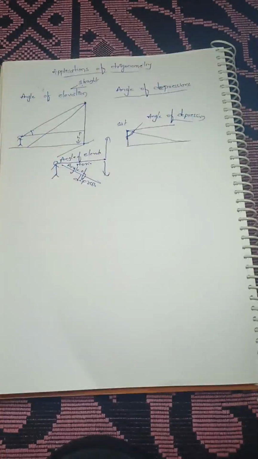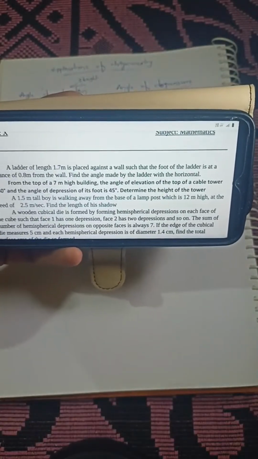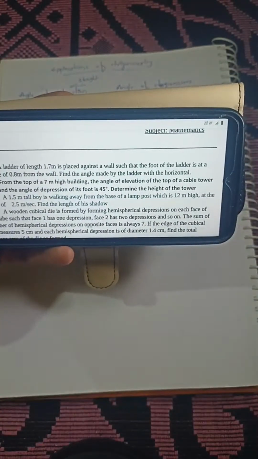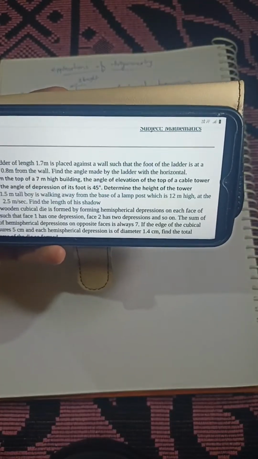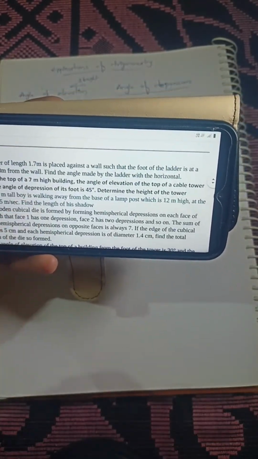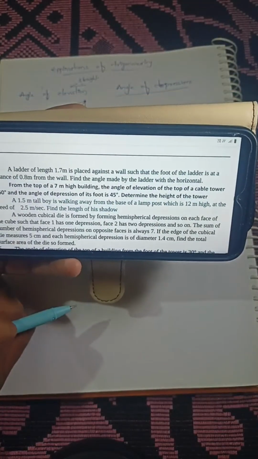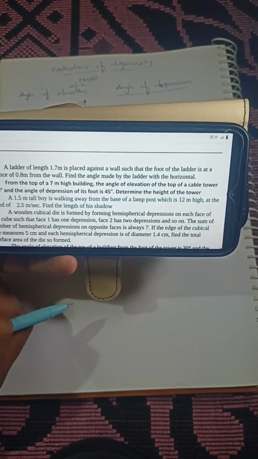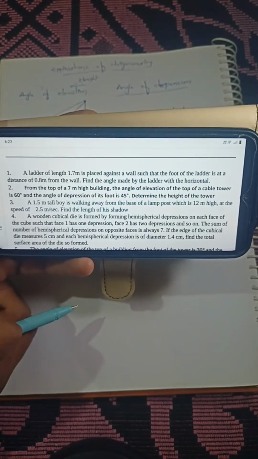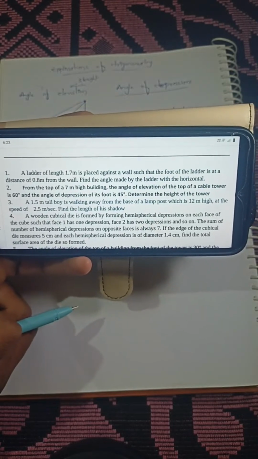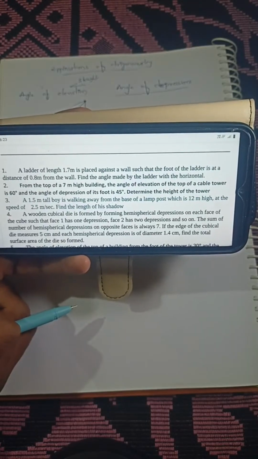Now see, I'm keeping the question in front of you. The first question: A ladder of length 1.7 meters is placed against a wall such that the foot of the ladder is at a distance of 0.8 meters from the ground level. Find the angle made by the ladder with the horizontal side. So please write down the question, or take a screenshot of all the questions clearly.